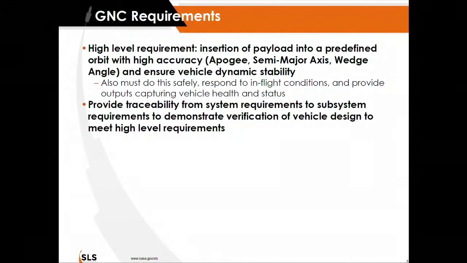So at a high level, from GNC, our high-level requirement is to insert a payload into orbit with a given accuracy. Basically, we have orbital requirements, and we have to do this with a lot of caveats. We have to do this safely and stably, be able to respond to abort conditions and off-nominal conditions, make sure the vehicle maintains stability, check for sensor health and quality, all that kind of stuff. But in the end, it's 3 metrics. How well are you in orbit to where you said you were going to go?